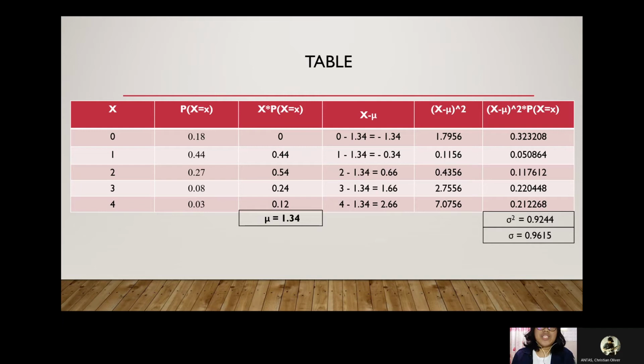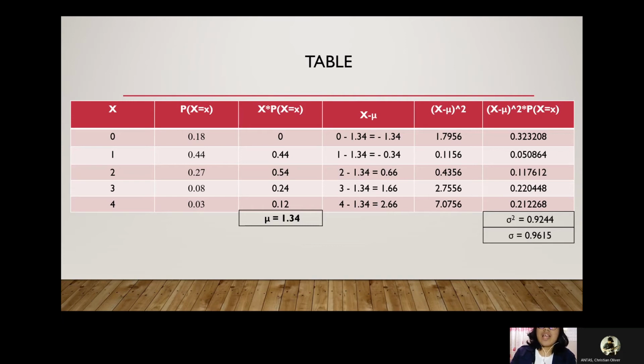Once we've got those answers, we square them, and there are the answers next to it. We're not going to say them all so that we have time, as I've said. The first one is 1.7956. Then we multiply it by the probability function from earlier, just like in question number two. So 1.7956 times 0.18 is 0.323208. And once again, we do the same for the others.